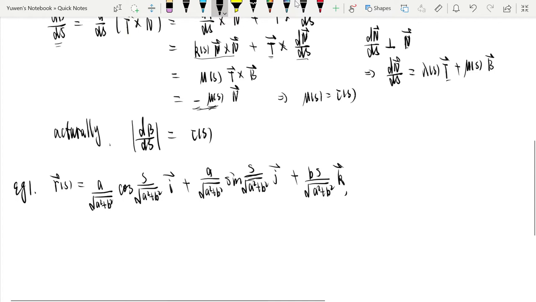Okay. Find its binormal vector and torsion.